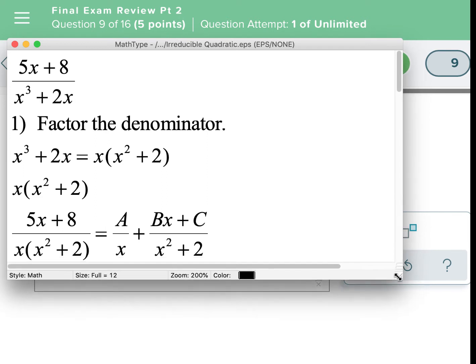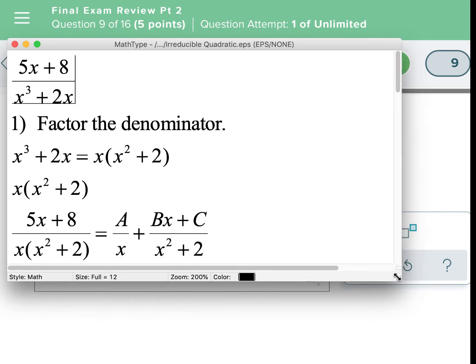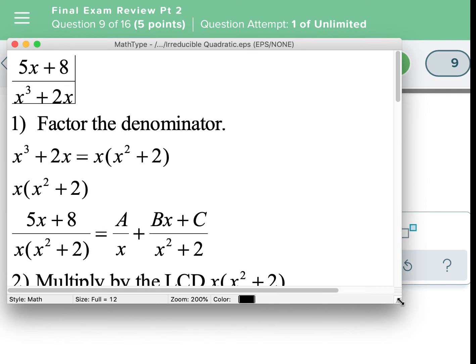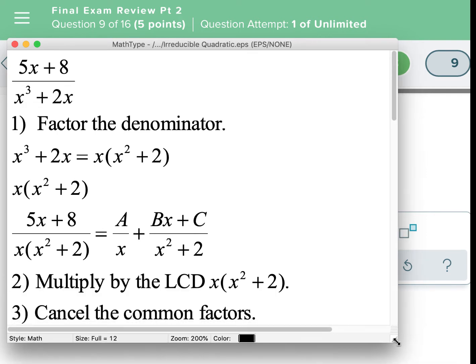So 5x plus 8 over the factored x times the quantity x squared plus 2 will be written as a over that linear factor plus bx plus c over that irreducible quadratic factor. Then the next thing we're going to do is multiply by the LCD so that we can eliminate the denominators.